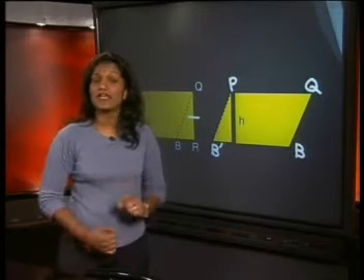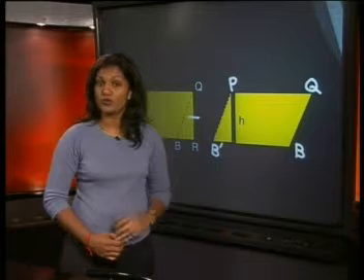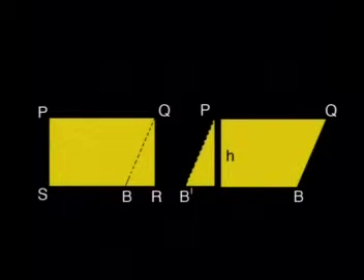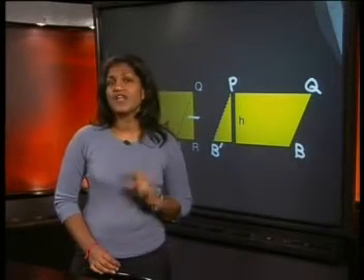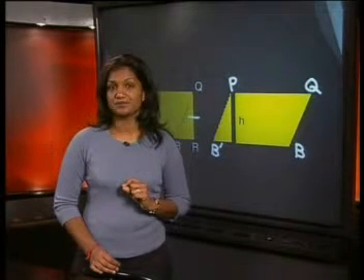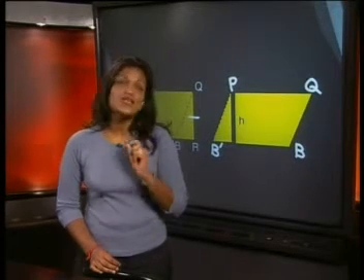Let's look at our rectangle PQRS and parallelogram PQBB prime together. Will they have the same area? Yes, of course they will. We know that we have used the same pieces that made up the rectangle to make up the parallelogram, so the areas must be the same. Great. So what is the formula for the area of a parallelogram?